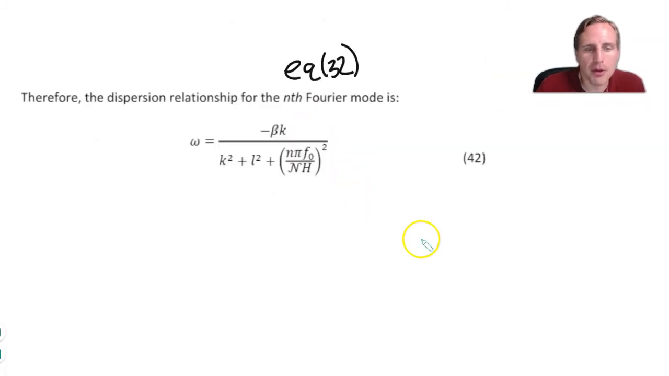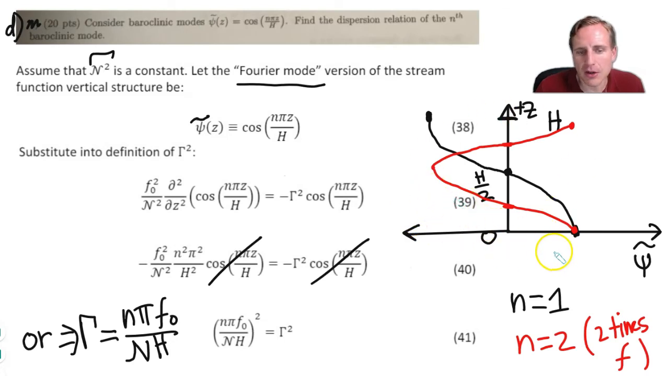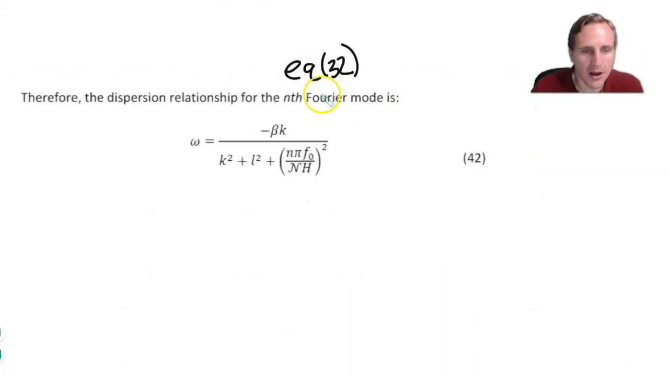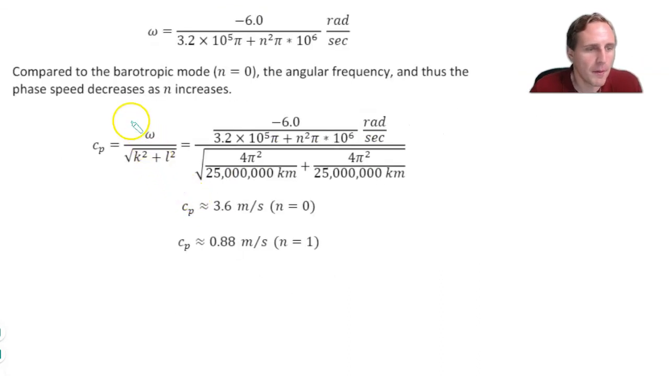The barotropic mode, going back to here, has no height dependence, just like this cosine function. So n equals 0 is the 0th Fourier mode. That means the mode is independent of height, so the wave propagation speed and the dispersion relationship don't depend upon height at all. That's why it's the barotropic mode. So the barotropic mode is n equals 0.